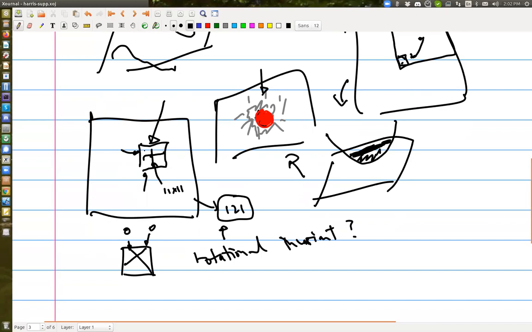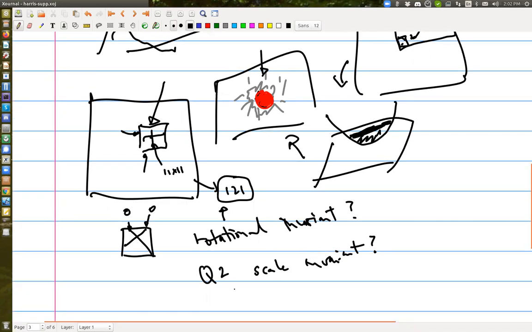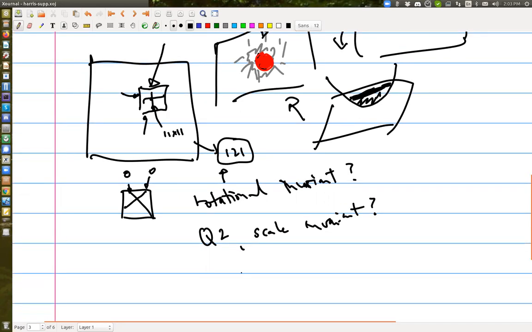How about, okay, this is question 2 or something like that. How about scale invariance? You may want to put some indicator as an answer for question 2. Yes, okay. So yes, it won't be.